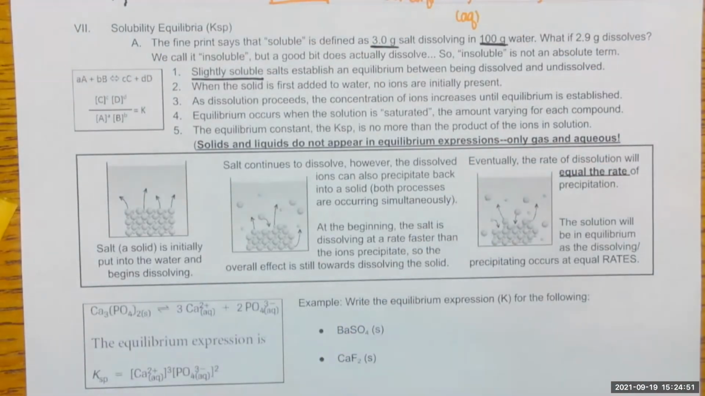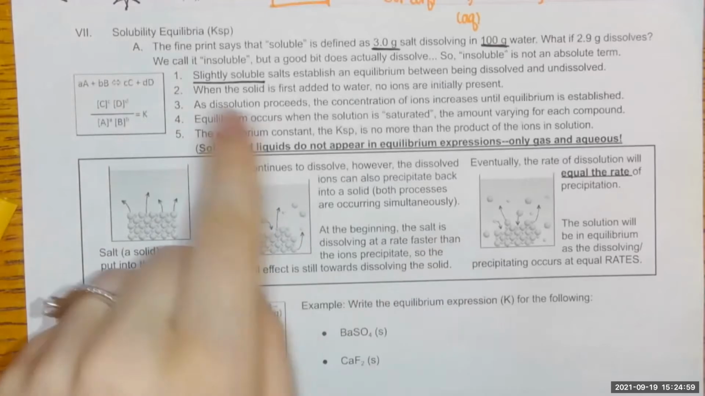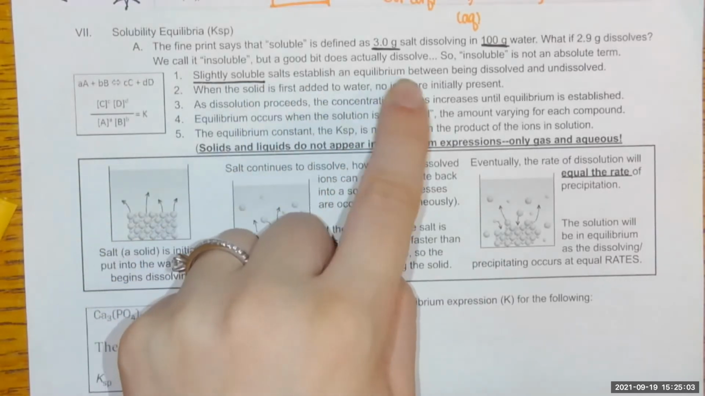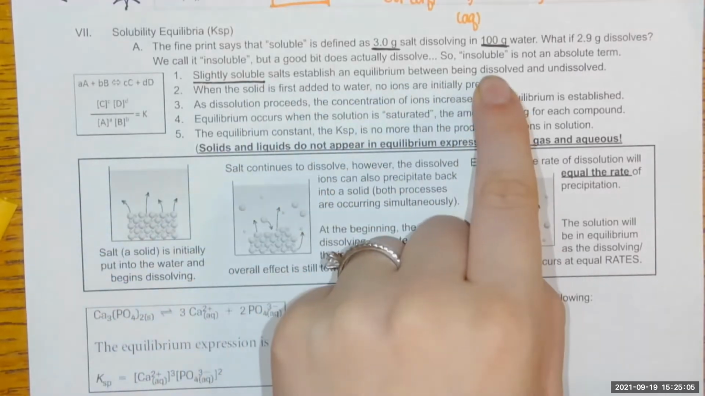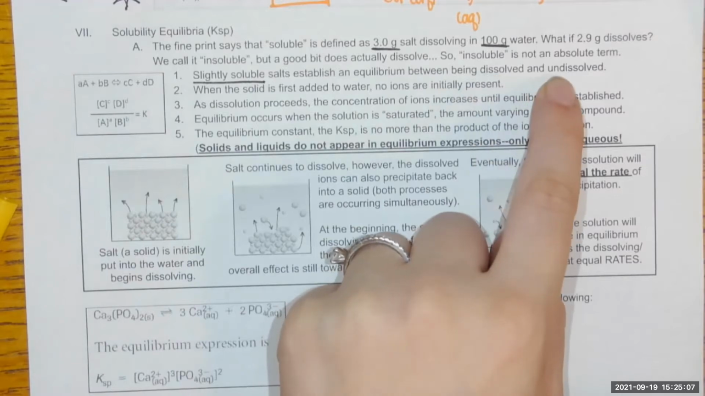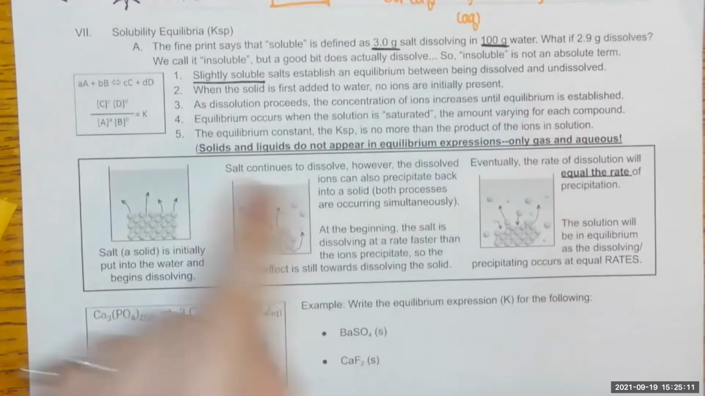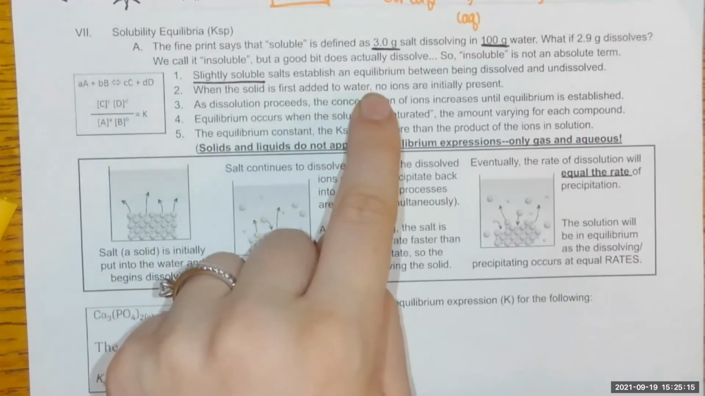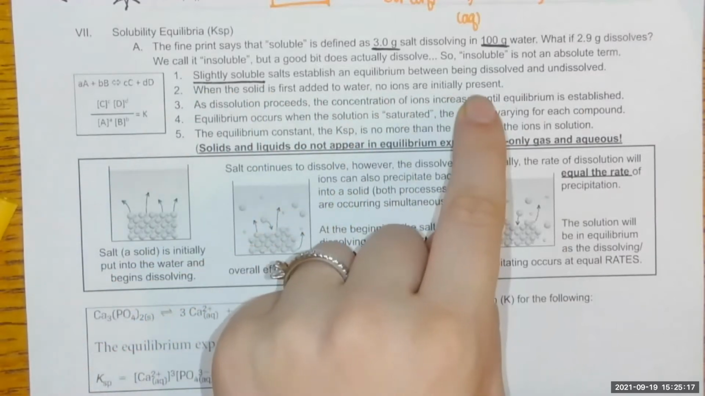Slightly soluble salts, that's a tongue twister. Slightly soluble salts establish an equilibrium between being dissolved and undissolved. When the solid is first added to the water, no ions are initially present in the water.